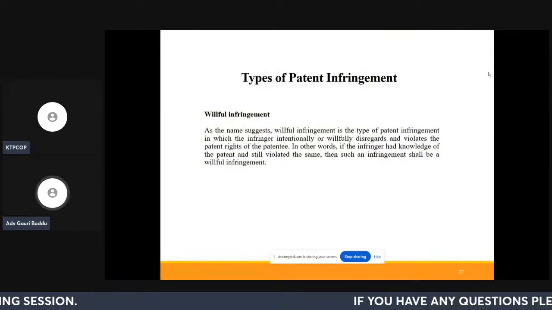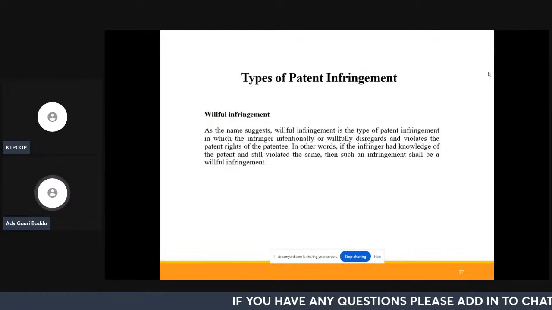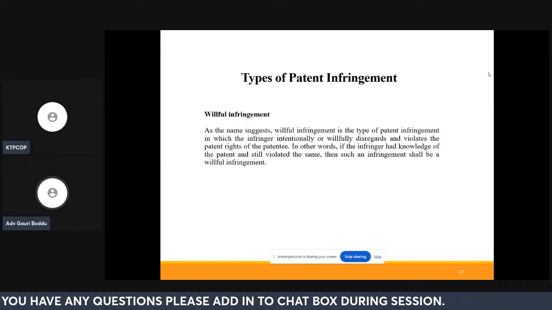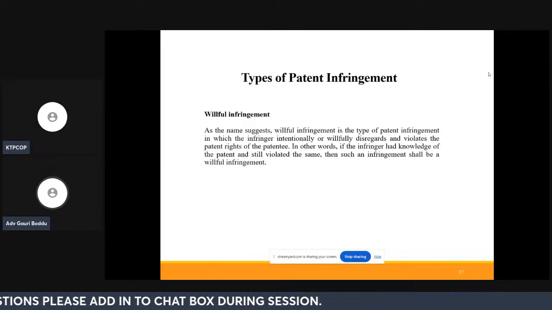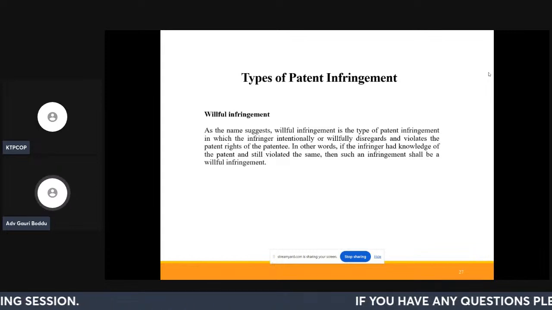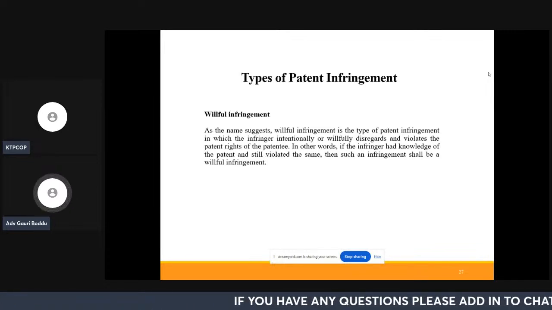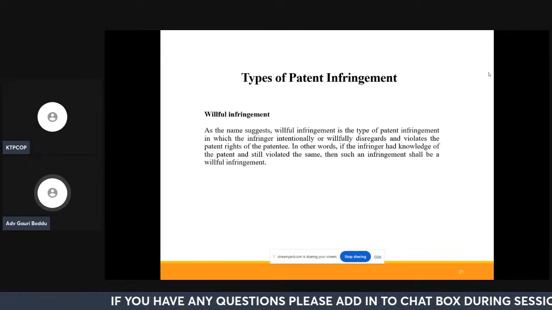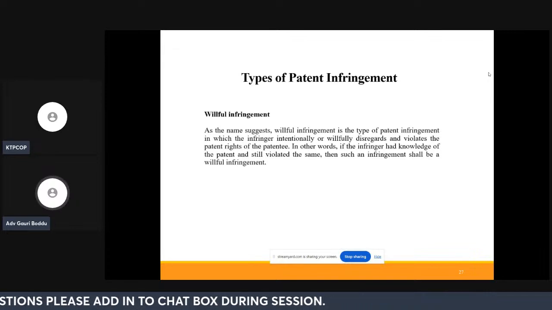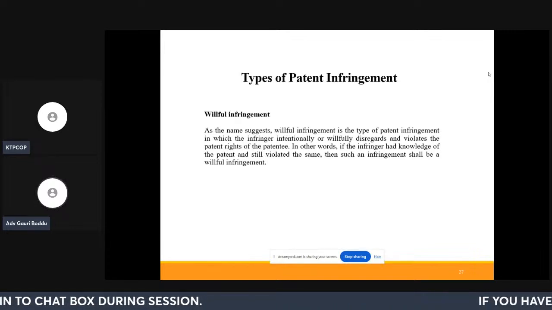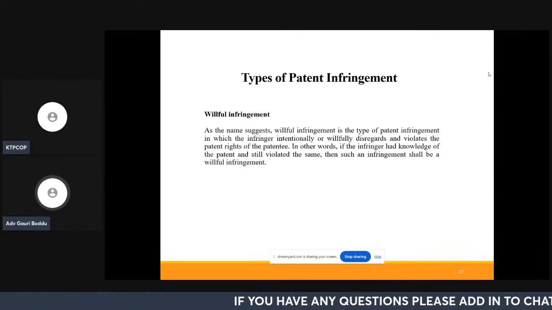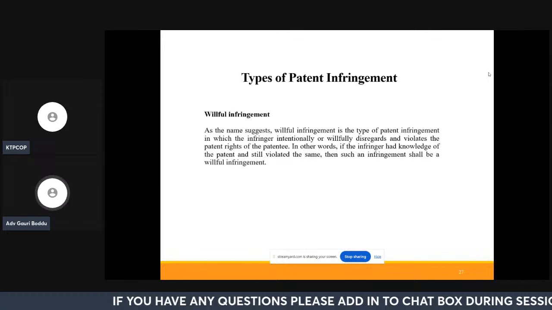Another type of infringement is willful infringement. So what is willful infringement? As the name suggests, willful infringement is the type of patent infringement in which the infringer intentionally or willfully disregards and violates the patent rights of the patentee. In other words, if the infringer had knowledge of the patent and still violated it, then such an infringement shall be a willful infringement. In this, the person has the knowledge that he is violating. So this is a willful infringement.